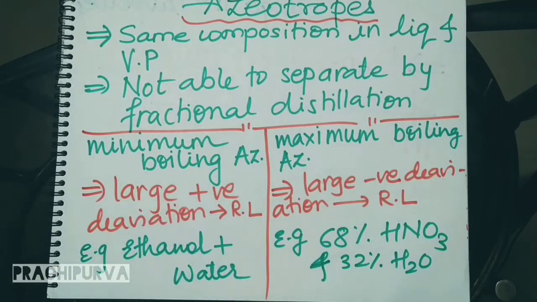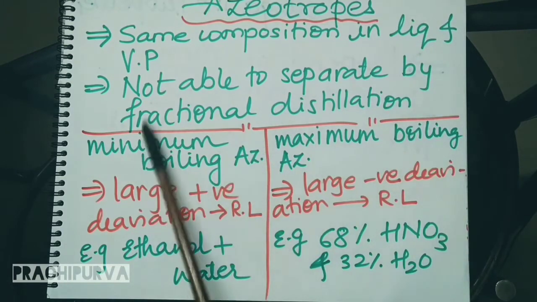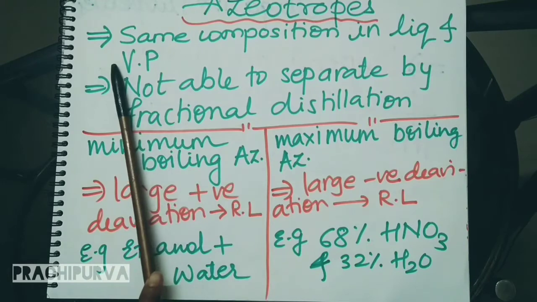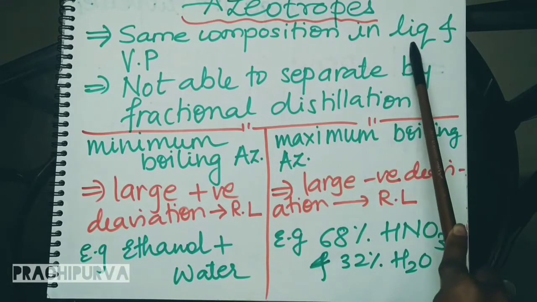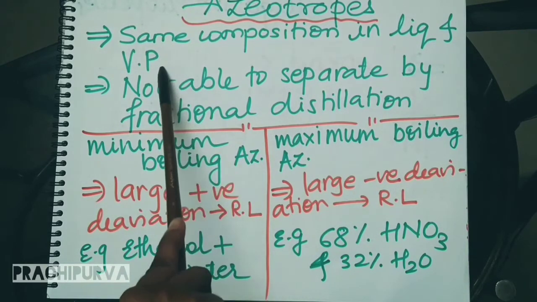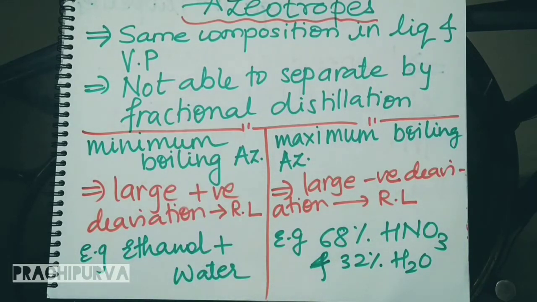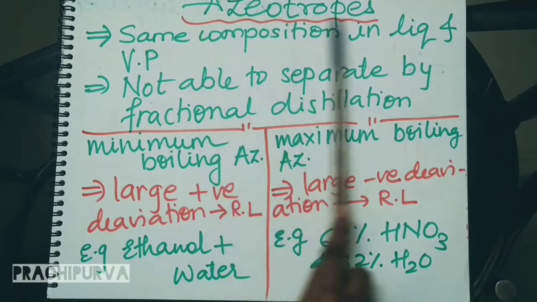If you remember, in the previous session we saw the terms we use for knowing the composition. X1 and X2 we use for the liquid phase and Y1 and Y2 we use for the vapor phase. So when X1, the composition in liquid phase, is equal to Y1, the composition in vapor phase, for a particular solvent, and similarly X2 is equal to Y2, then we say those solutions are azeotropes.